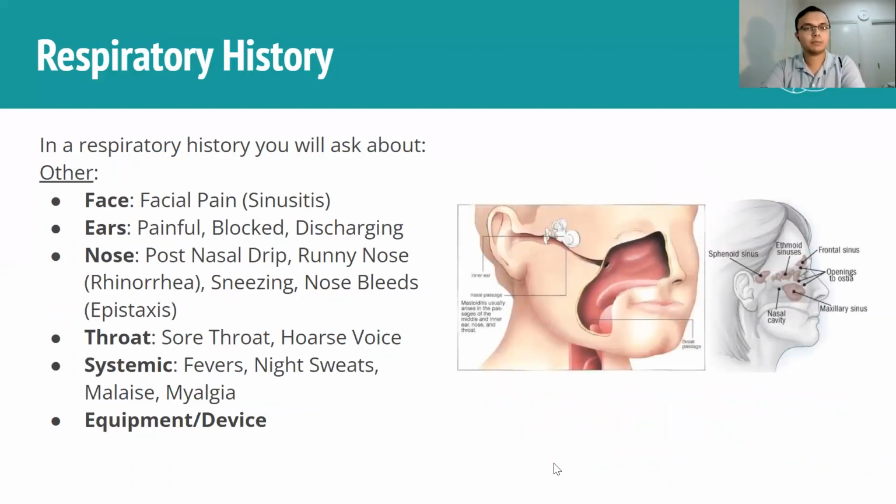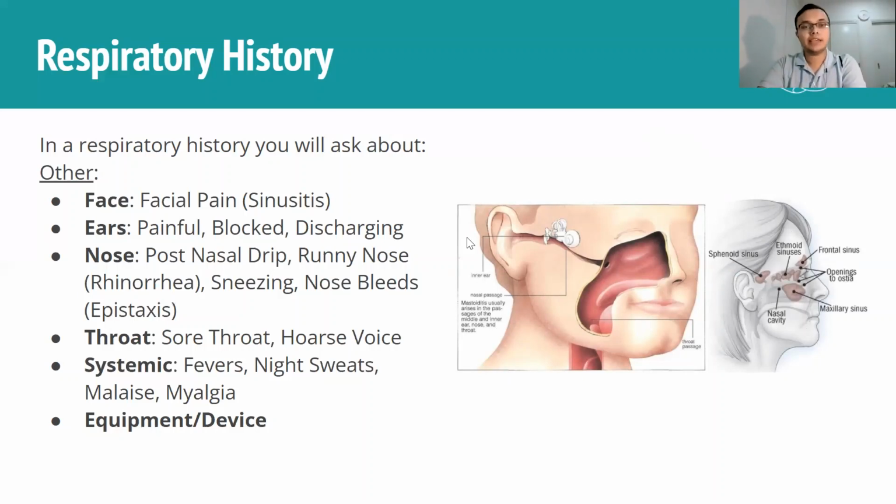All right, so now that you've asked about the airways, which is the main area for a respiratory system review, you also ask about other areas of the body. So for example, you might ask about the face. And in particular with the face, we only ask really about one thing, which is facial pain, and that's related to sinusitis. So you'll learn about your facial sinuses both this semester, but also in a bit more detail next semester during head and neck anatomy. But those sinuses can become inflamed, and you can have a look at what they look like on the screen there. And on examination, you'll also palpate them, but we're not going to cover that too much here.